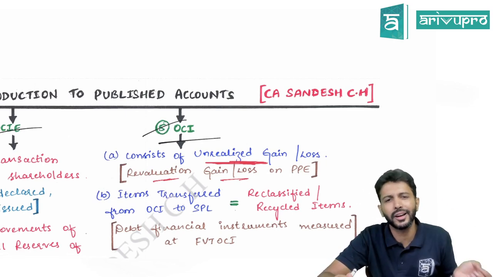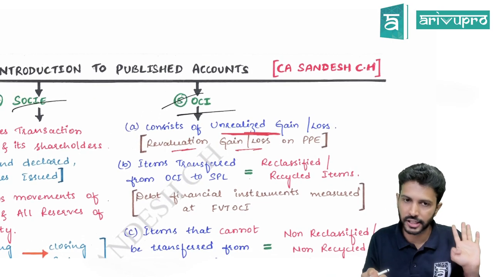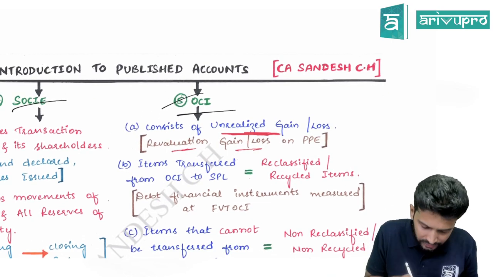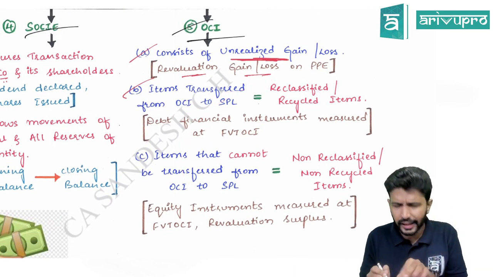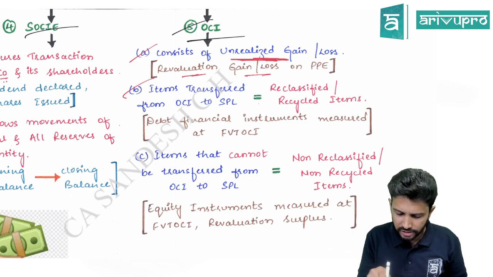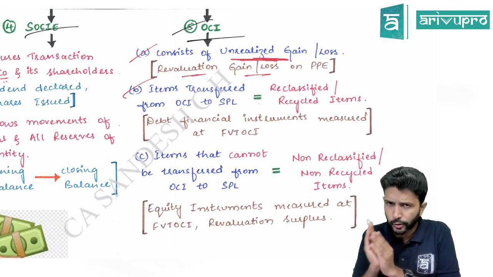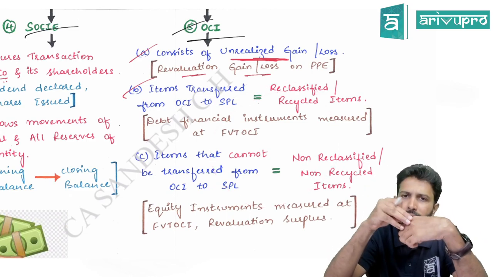Just for example's sake, I took land. That's the first aspect. Okay. All right. There's another thing. Again, this is not something which is really important at this point of time. I'll just quickly tell. Later on, when I go to individual standards, I'll spend more time on this. For now, no. There are some components in OCI.